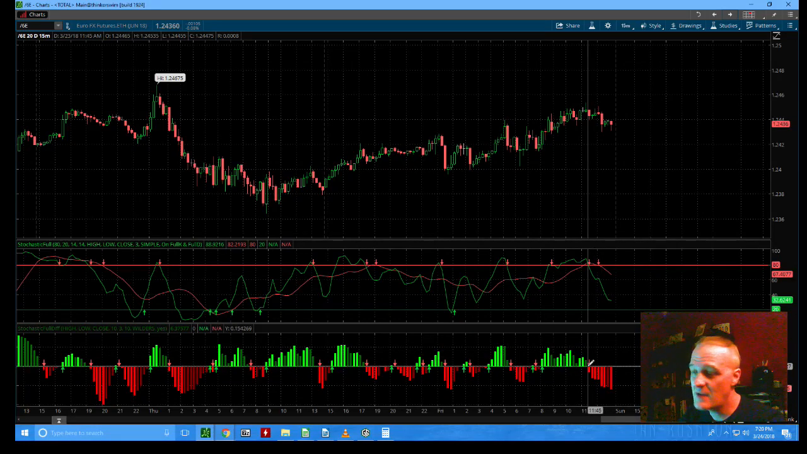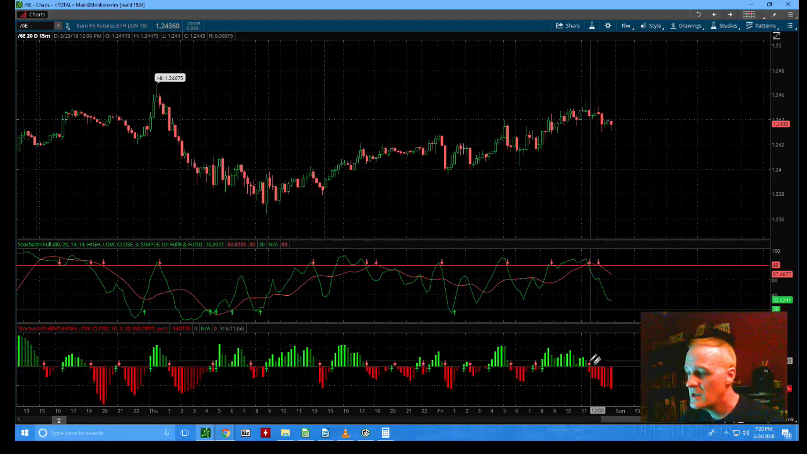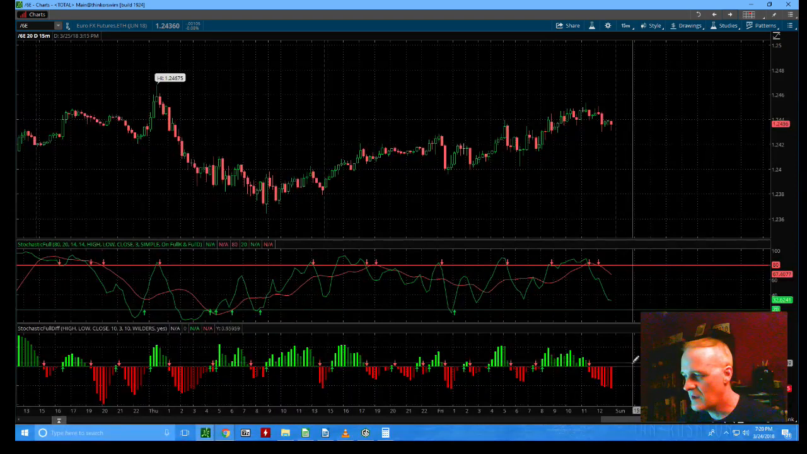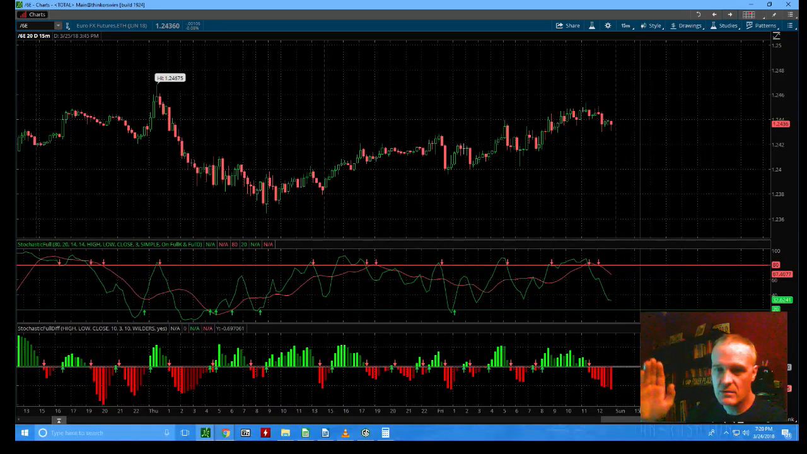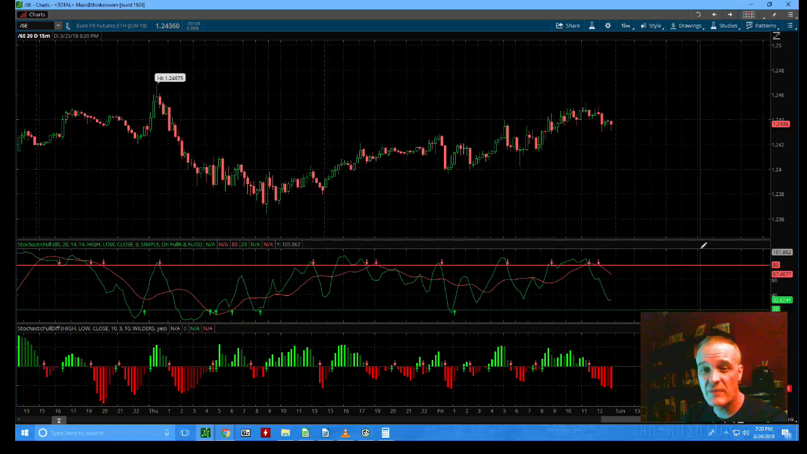I don't like to do that because in my experience with stochastics in particular, if I go short here and I hold on to it until I get an up arrow, that means I've usually given back most, if not all, of my profit. So I like to use some other indicator as my exit signal. So I use it as an entry signal only. I do not use it as an exit signal.